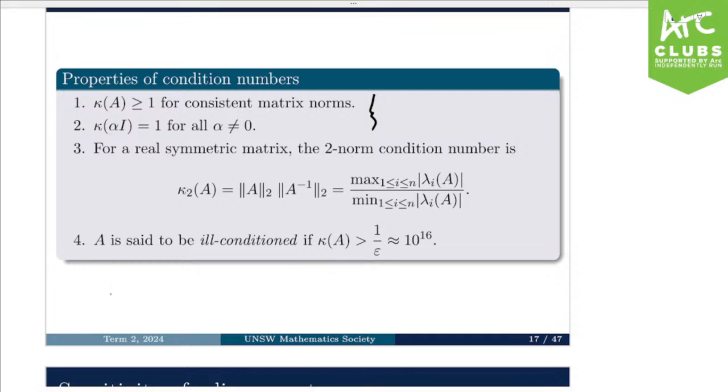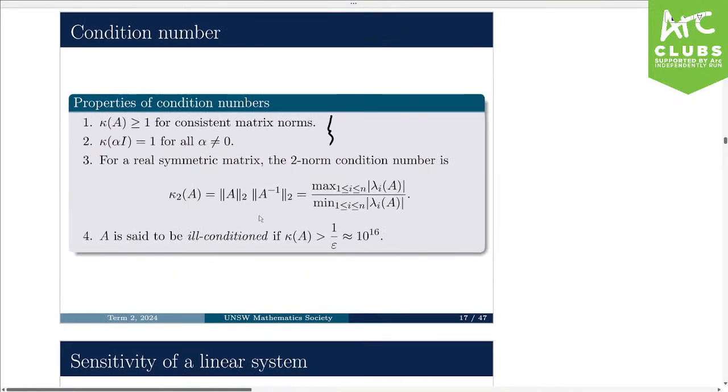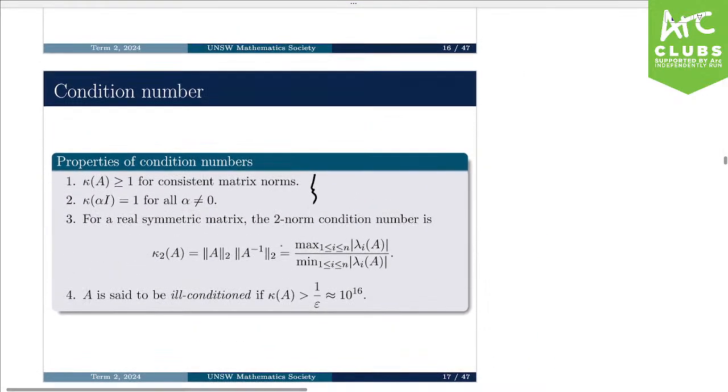And the fourth property just says a matrix with a larger condition number is less numerically stable to solve. And we say that it's ill-conditioned if the condition number is larger than 1 over epsilon.